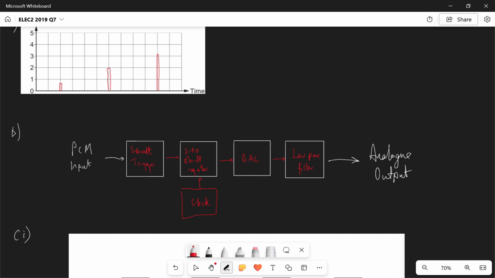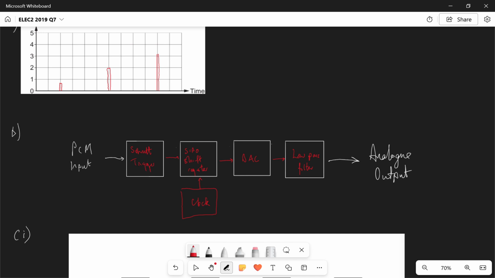So the idea is we've got a serial PCM signal coming in on the input. Schmitt trigger gets rid of the noise. The CPO shifts that serial binary code into parallel binary code, and the clock does the synchronization in terms of how that works. This is then sent to the DAC, which turns that binary code into an analog signal. The low pass filter gets rid of any stray AC, which is unrequired, and then we've got our analog output.